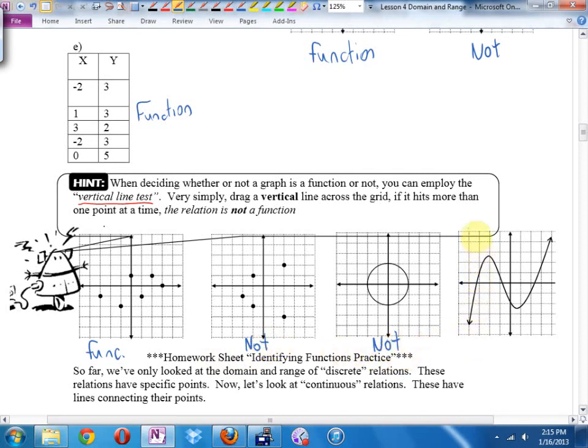What about here? Well, let's see. If I run in this fourth graph, am I touching in more than one location at any one time?